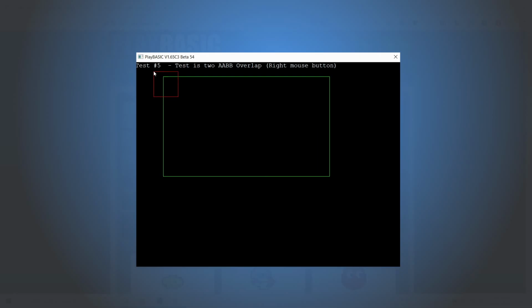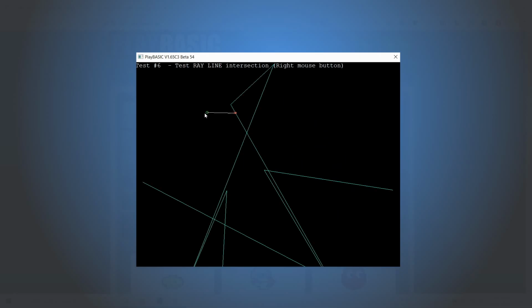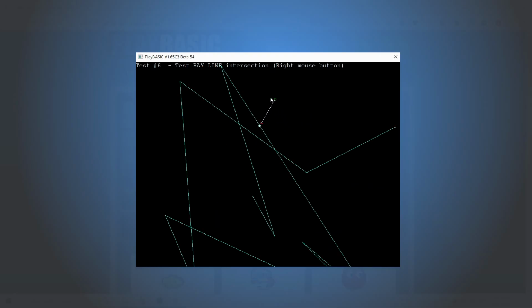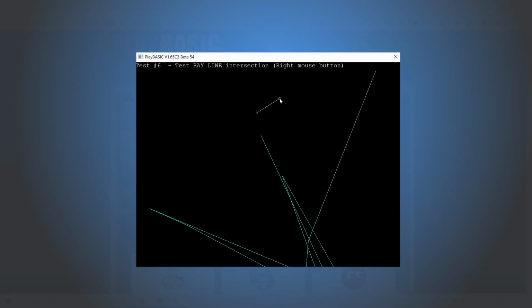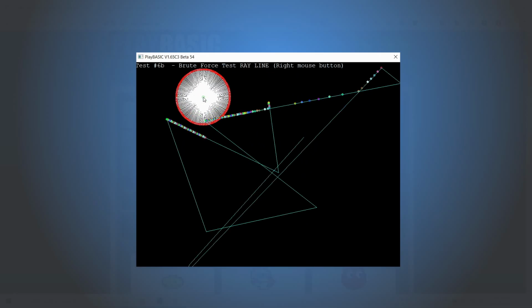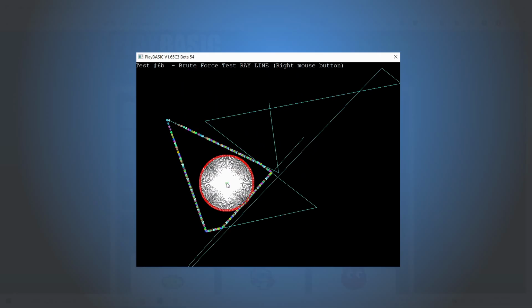Next test, a couple of rectangles. Do they overlap? Then we've got array to line segments. Same deal. We're running through all of the lines. Randomize it again. Next test, this is pretty much what a raycaster does actually.